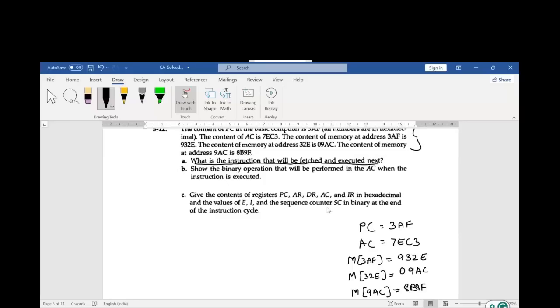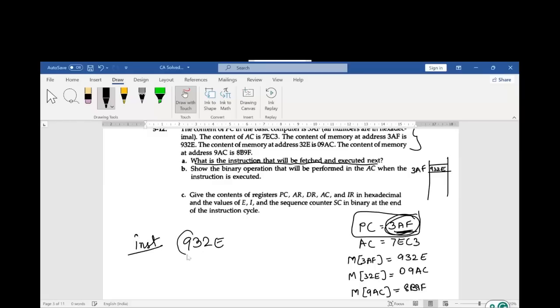We know that whatever is the value of PC, PC indicates the address of the next instruction to be executed. So 3AF is the address of the next instruction to be executed. Now, what is at 3AF? We have 932E. So which instruction would be executed? The 932E instruction would be executed. Now, how to identify which instruction it is?